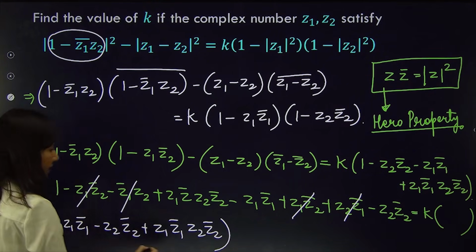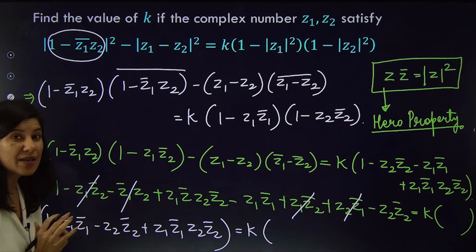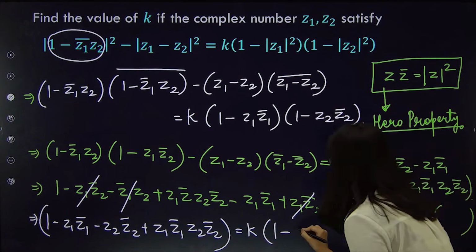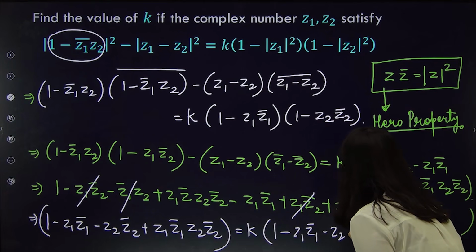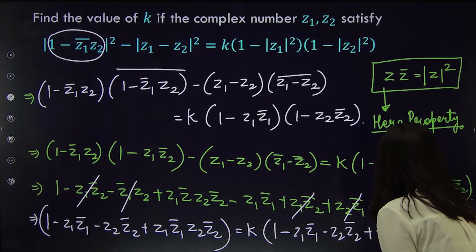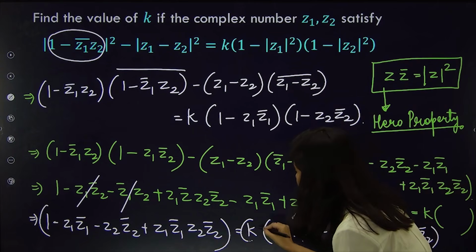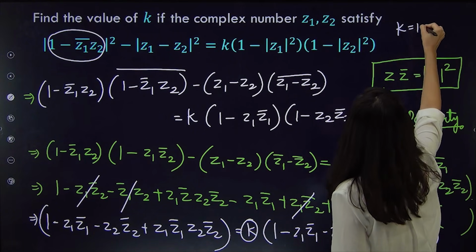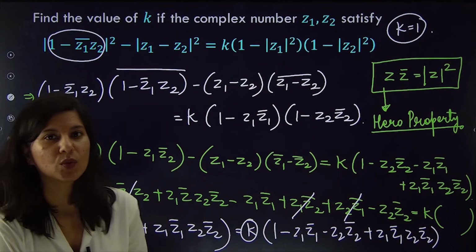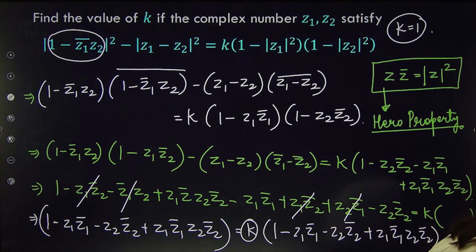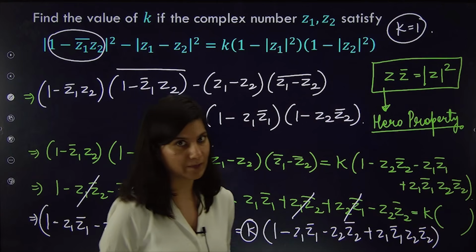This left hand side is equal to k. Can you see a similar thing? Same thing we have to copy paste: 1 minus z1 z1 bar minus z2 z2 bar plus z1 z1 bar z2 z2 bar. Clearly left hand and right hand side are the same, so k should be equal to 1. So in this particular scenario k is coming out as 1. Have a look and let me know about this property. The whole sole purpose is to make sure that you understand this property nicely, because we are going to use this property a lot of times in PYQs also.